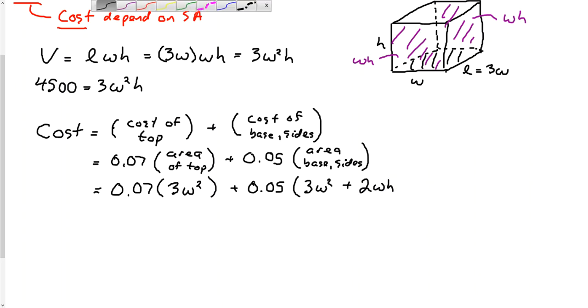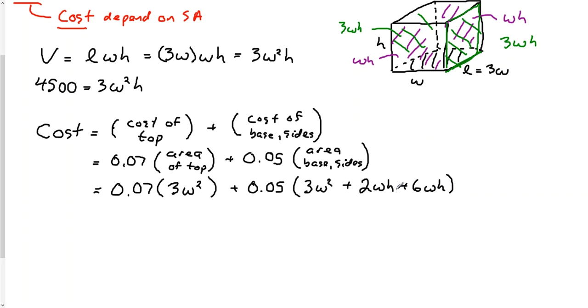Now our front and our back, I guess, so this side and this side here are going to have an area of 3W times H, because the length here is 3W and the height is H. So 3WH, same thing at the back here, 3WH. So we have two of those, 3WH and 3WH gives us a total of 6WH. And that's our expression for the cost.